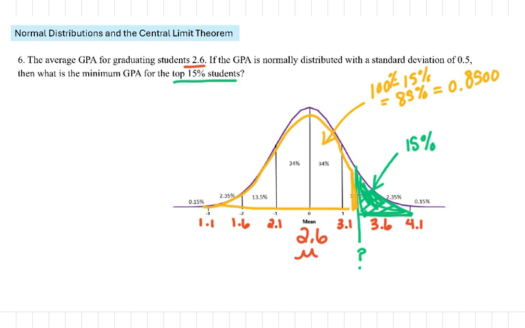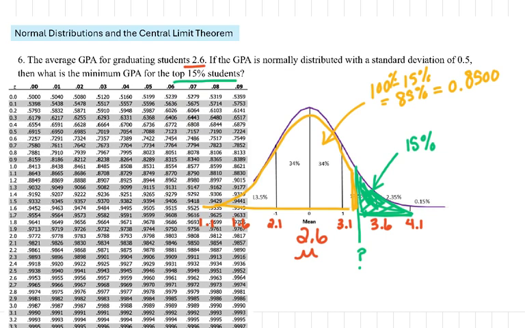So let me pull up the chart. And I'm looking for 85%, which looks like it's somewhere about there. We'll just pick the closer one. And I believe this one is closer. And so we can see the minimum GPA for the top 15% of students, well, it would be a z-score of 1.04. Okay, let me just clear the z-table for a moment to make more room.